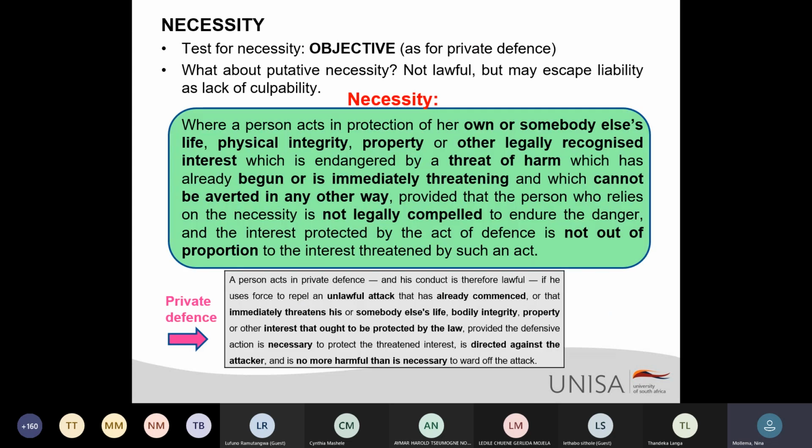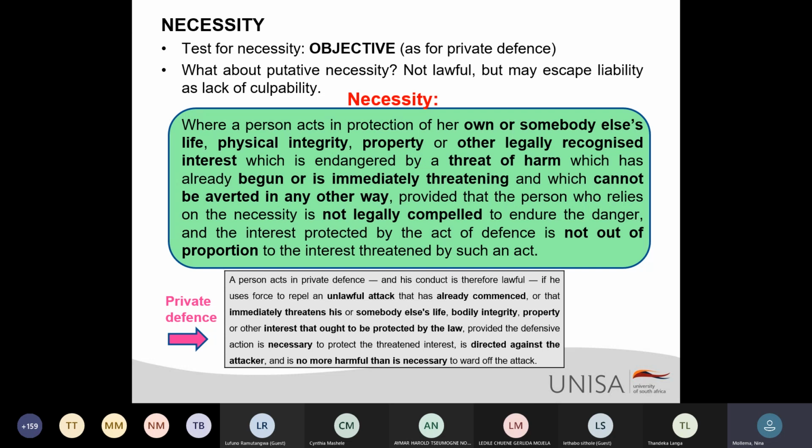Now, similar to private defence, the test for necessity is objective. You already know the difference between an objective test and a subjective test. A subjective test is where you look at the individual from the individual's perspective, in other words, the perpetrator's perspective. What did that person think he or she experienced at that particular moment? Objective is what we call the reasonable person test.